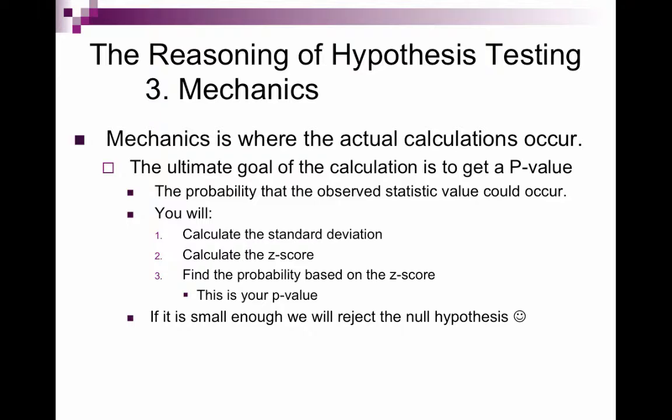Then we'll be able to calculate our z-score, where our mean will be our null hypothesis and our x value will be our sample proportion. And then finally, we'll use our z-score to find the probability. And that probability is your p-value. If we end up with a small enough p-value, we can then reject the null hypothesis, where we will find in favor of our alternative hypothesis.